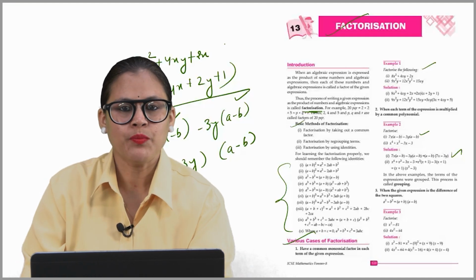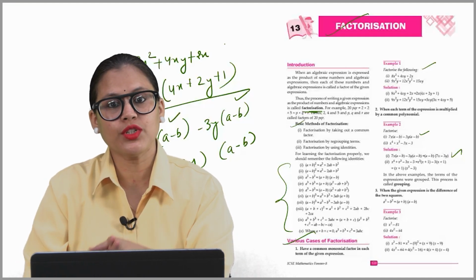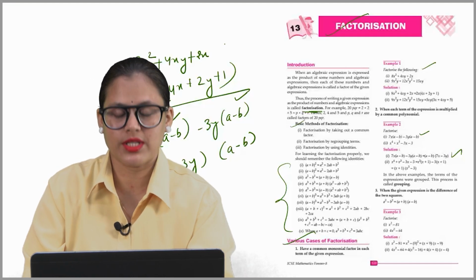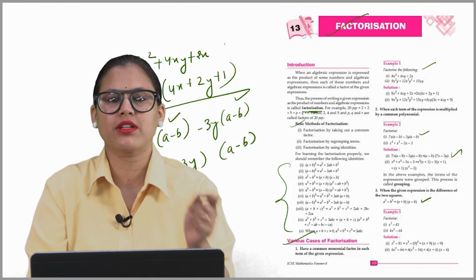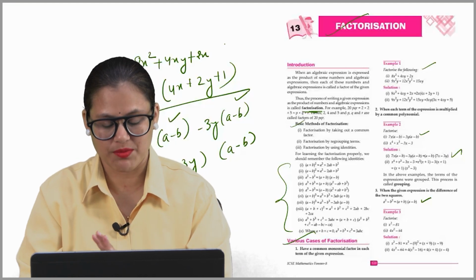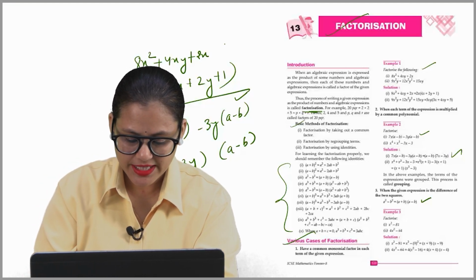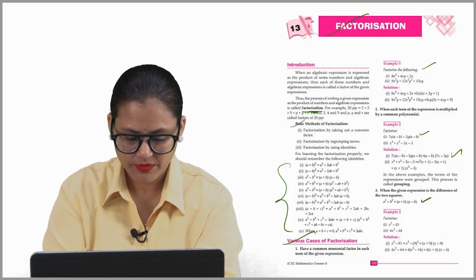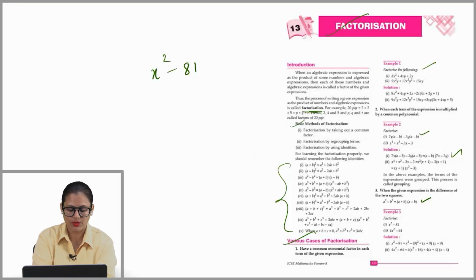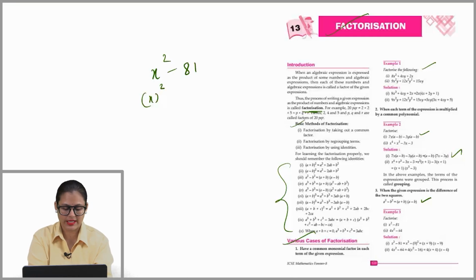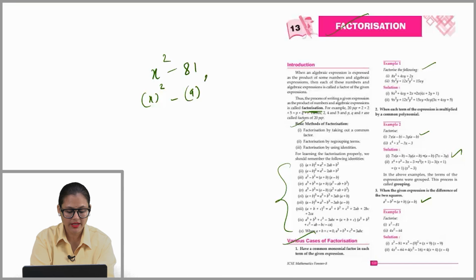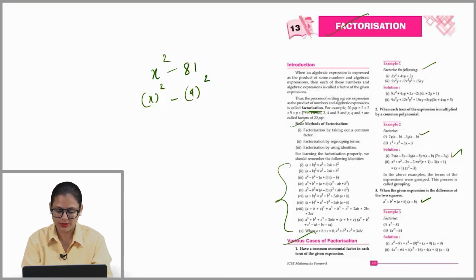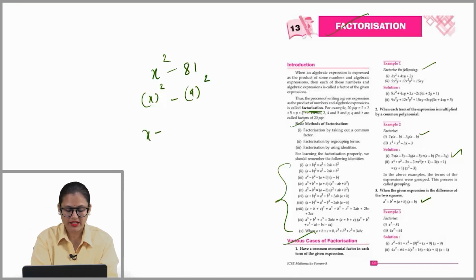And number 3, when the given expression is the difference of two squares. Here we will use this identity, which is a square minus b square is equal to (a plus b)(a minus b). For example, let's check out the example. We have to factorize x square minus 81. x square is the square of x and 81 is the square of 9. So now we have this identity. We will write x minus 9 and x plus 9.